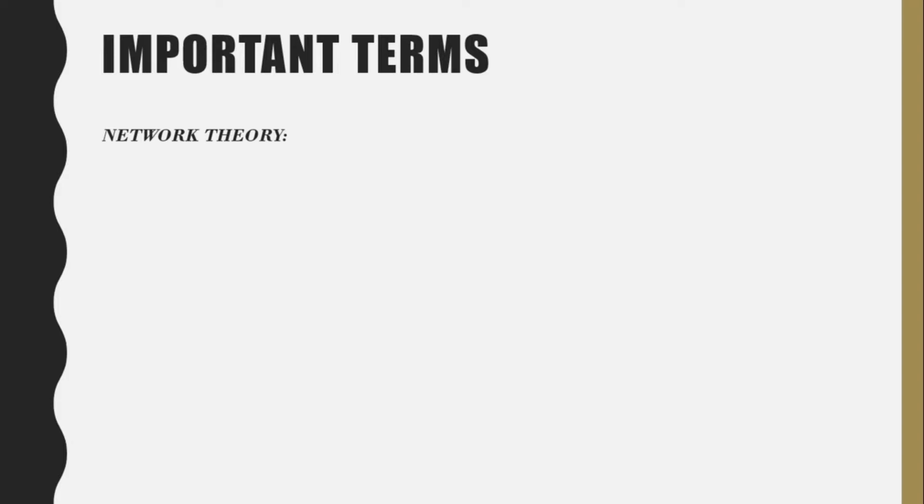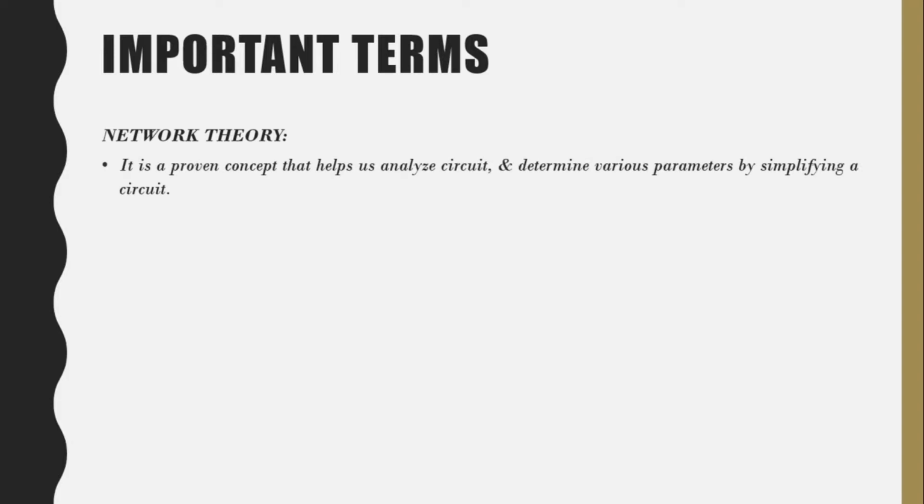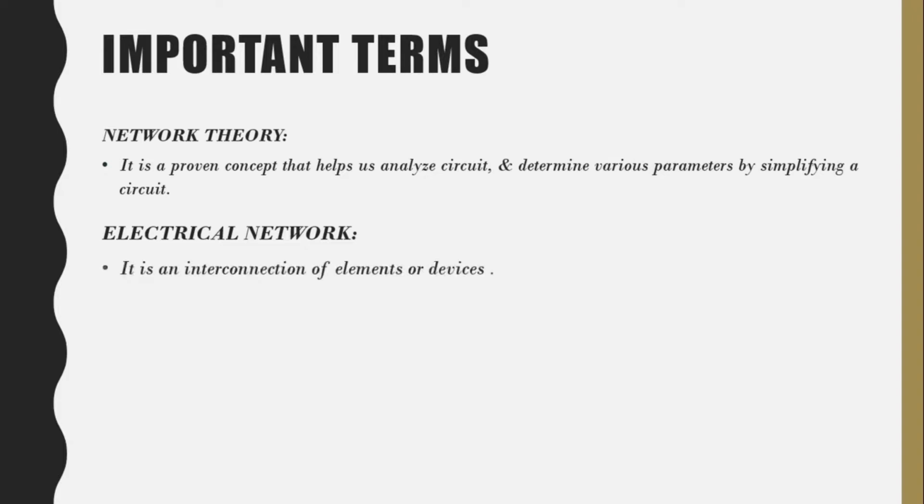And sometimes the main intention would be the same: to solve the circuit problems. So network theory can be said to be a proven concept that helps us to analyze a circuit and determine various parameters by simplifying a circuit. Next is electrical network. So what is an electrical network? An electrical network consists of various elements which are connected, and all the elements which are connected form a closed path. So it is an interconnection of elements or devices.